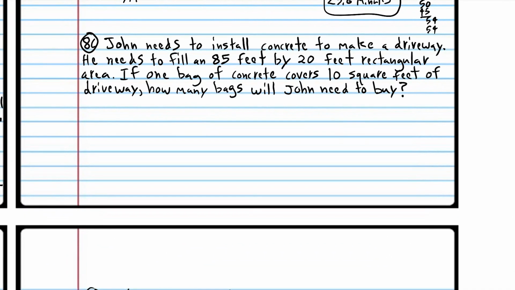John needs to install concrete to make a driveway. He needs to fill, well, why don't you try 8C, and when you're done, we'll do it together. John needs to install concrete to make a driveway. He needs to fill an 85 feet by 20 feet rectangular area. If one bag of concrete covers 10 square feet of driveway, how many bags will John need to buy?